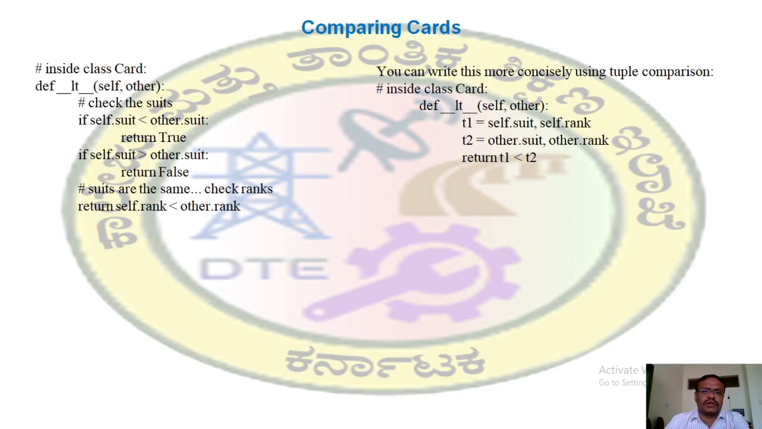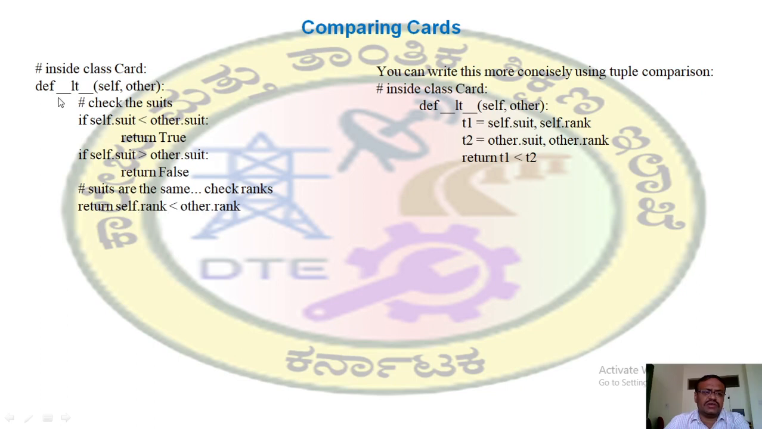And here is the comparing of the cards using underscore lt with self and other. If self dot suit is less than other dot suit, you just return a true value. Else if self dot suit is greater than other dot suit, then return the false value. Then it checks whether self dot rank is lesser than other dot rank or not, and it returns true or false.